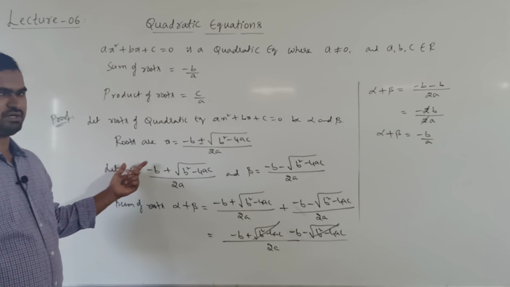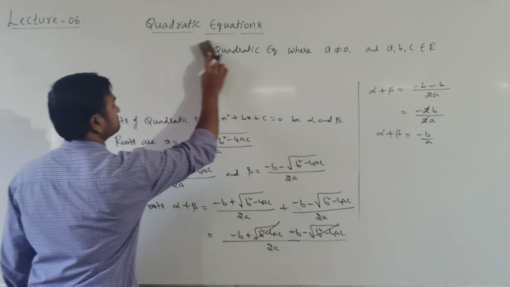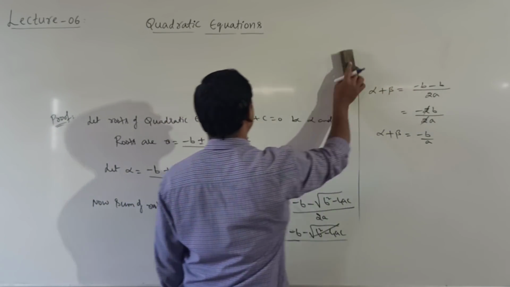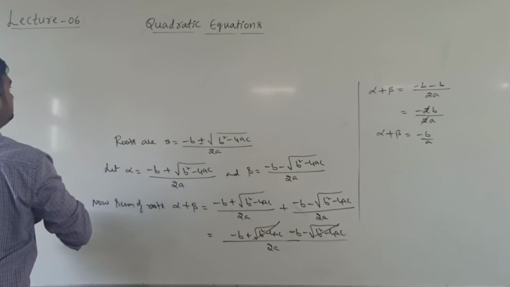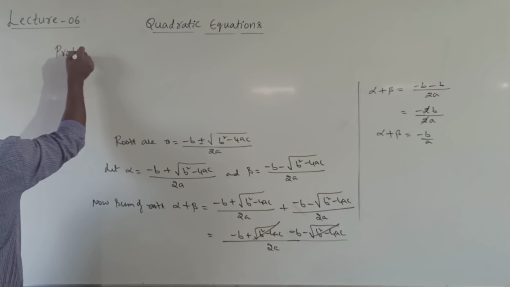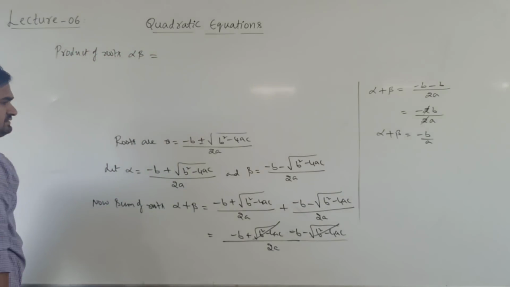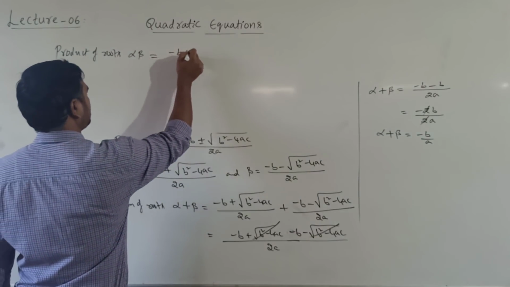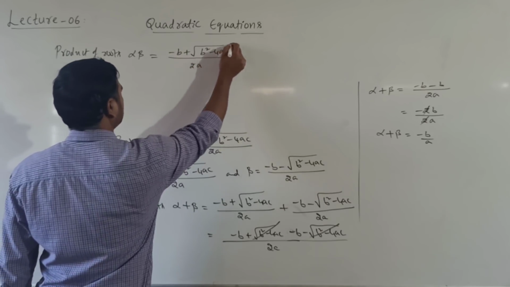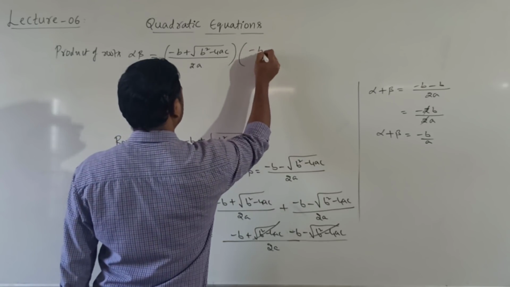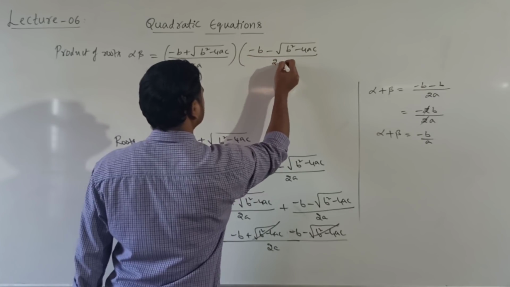Next, similarly we can take the product of roots. What is alpha into beta? Alpha into beta is equal to minus b plus root of b square minus 4ac divided by 2a, into minus b minus root of b square minus 4ac divided by 2a.